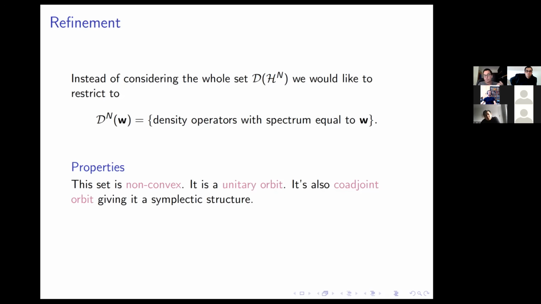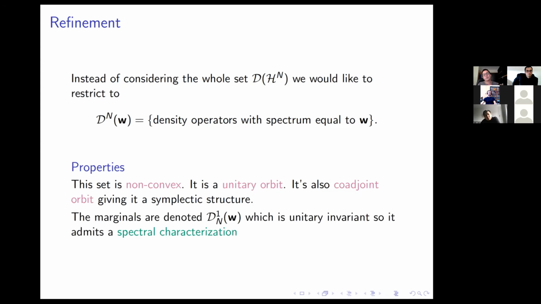I'm taking all possible operators with a fixed spectrum. So you can take one and conjugate by the unitary group, and then you will get all of them. Basically, what I'm saying is that any two operators with the same spectrum will simply differ by conjugating with a unitary matrix. There is also more structure here if you're into symplectic geometry. So this is an interesting set, and we are going to take the partial trace of all of its members.